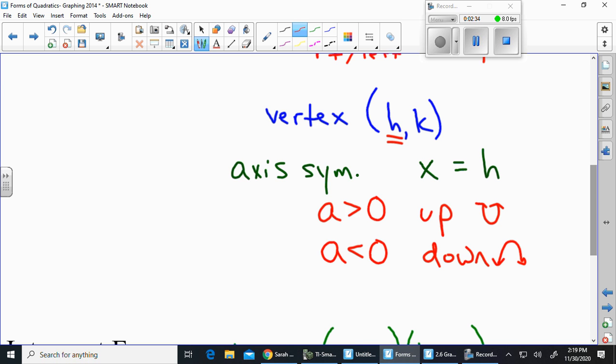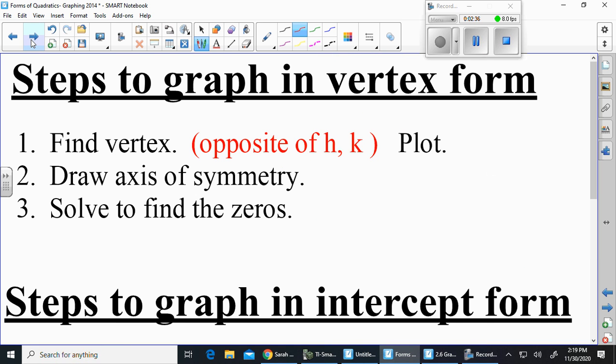So what are our steps? In vertex form, you're going to find the vertex. You're going to do the opposite of what's inside. If there's nothing inside, it's 0. And then up and down k. Again, if there's nothing out there, it's 0. You didn't have to do any work. You got your vertex. You plot your vertex. You draw your axis of symmetry.